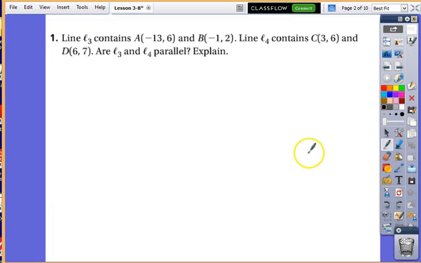So now what I want you to do is pause this video and practice this technique using this problem right here. All right, hopefully you're finished with your practice. Let's see what you got.